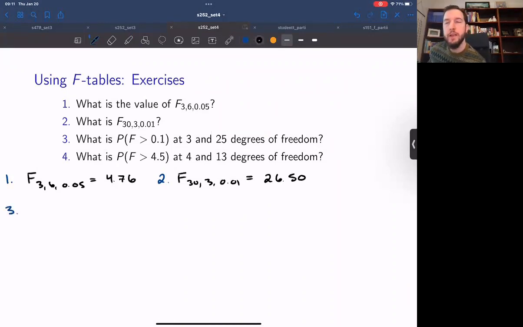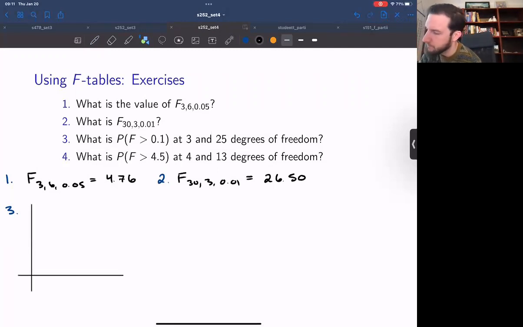Okay, exercises 3 and 4 are illustrations of how to find p-values. The first thing we'll do is sketch out the area that corresponds to the p-value. With F curves, we have right skewed density curves. So we're going to start at a lower value of 0, and then draw something that skews out to the right like this. I'm not great at drawing skewness.